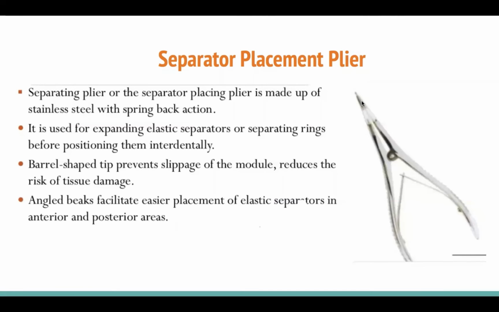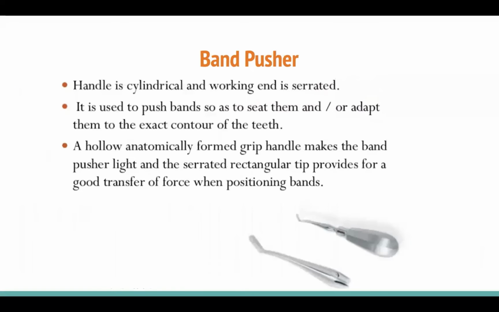The angled beak facilitates easier placement of the elastic in the anterior and posterior regions. Another thing you have to see is the angle. It should not be straight. There should be an angle in the separator plier that you buy because it helps in easy placement of the elastic separators. So these are the two important things to look for when purchasing a separator plier.